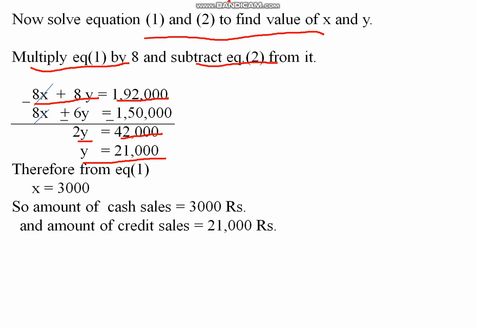From equation number 1, we are given x plus y is equal to 24,000. If the value of y is 21,000, then the value of x is 3,000, because the addition of x and y is 24,000. We know x is the amount of cash sale and y is the amount of credit sale. So the amount of cash sale is 3,000 and the amount of credit sale is 21,000. This is our required answer.